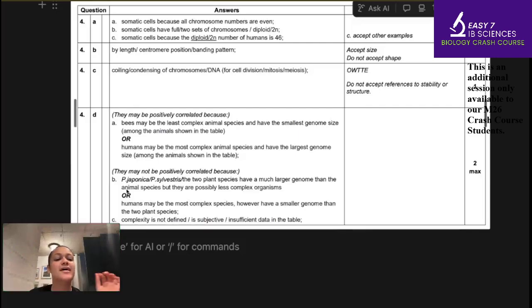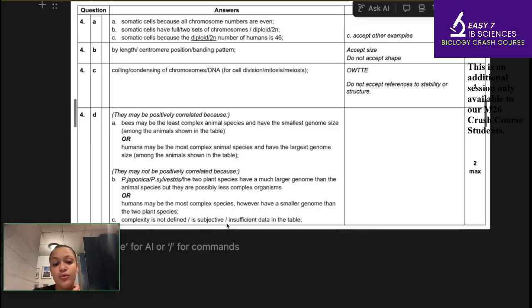So it says, number one, the con: they are not positively correlated because actually the two plant species in that data table have a much larger genome than the animal species, but they are actually less complex, which is exactly what you guys said. You said that humans are the most complex, but they have a smaller genome than the other species, the plants. Okay, you could also have said that actually complexity is subjective and there's not enough data because there are other organisms that we have to consider. Any of those is fine.